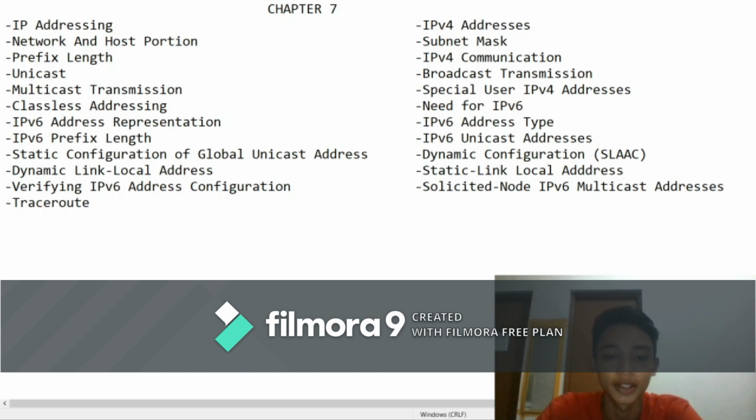Addressing is a critical function of network layer protocols. Addressing enables data communication between hosts, regardless of whether the hosts are on the same network or on different networks.